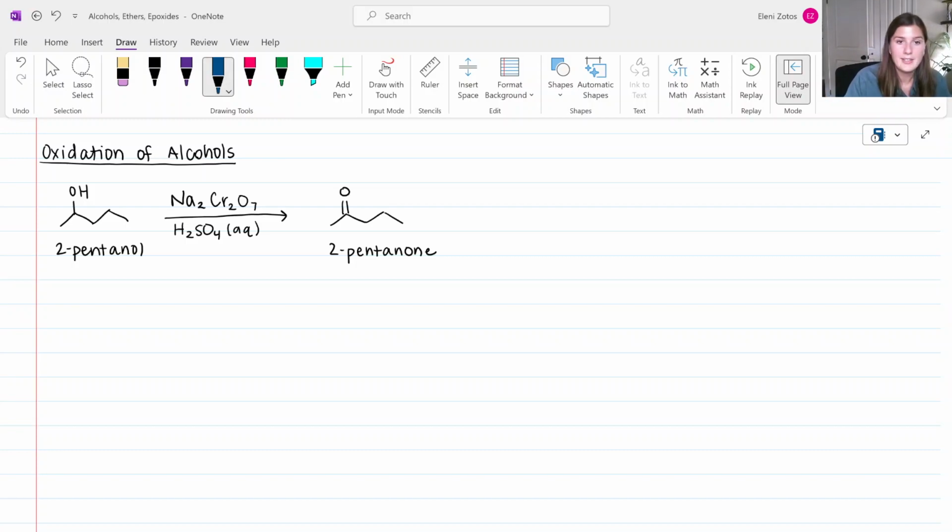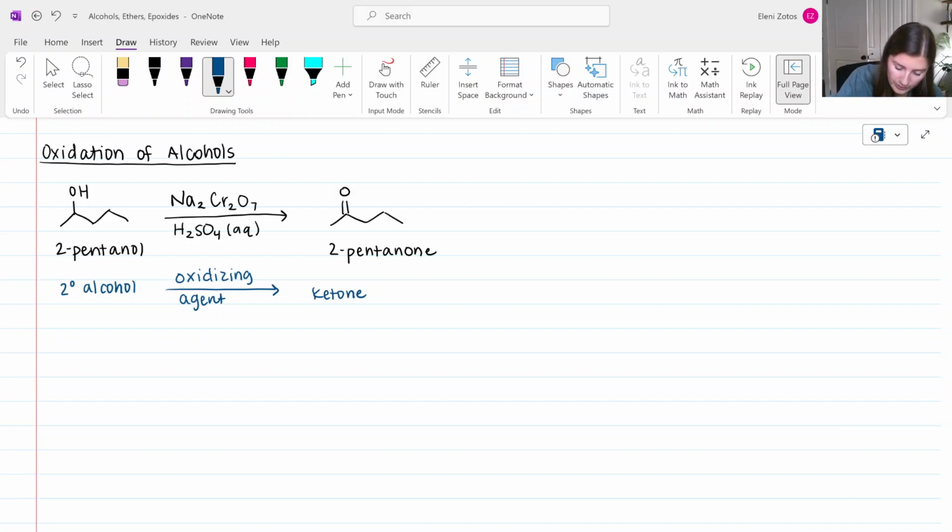So let's look at some patterns here. We have a secondary alcohol here. We have an oxidizing agent. And we end with a ketone. Ketone is a specific functional group.